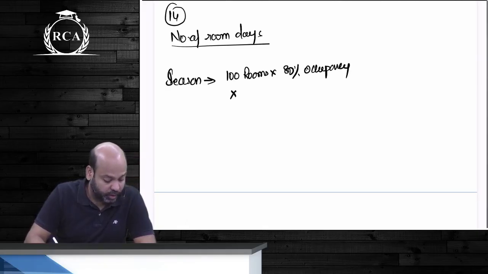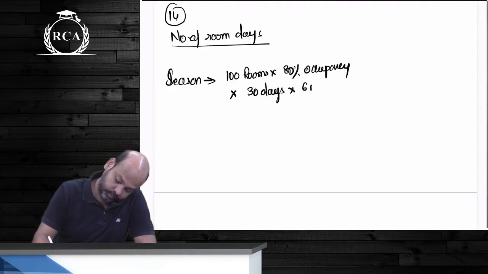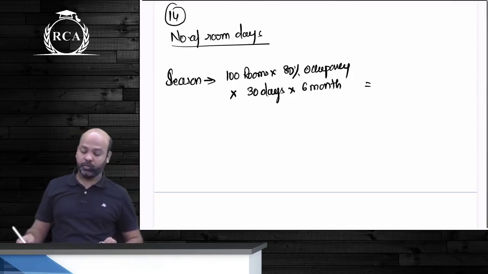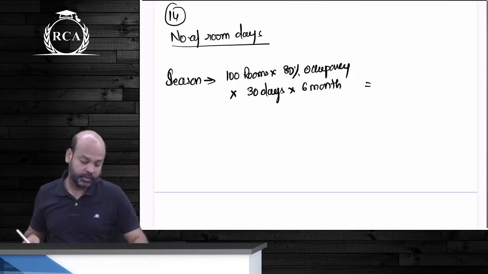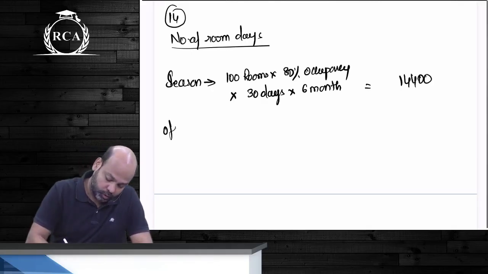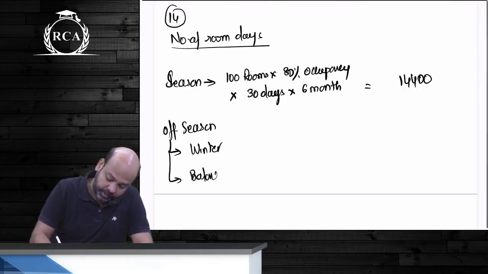थर्टी डेज इन अ मंथ बोला ना वो. 100 rooms into 80% into 30 days into 6 months, 14,400. Off season beta we will divide into 2 parts. Winter and balance 2 months. Direct summer नहीं लिखो.